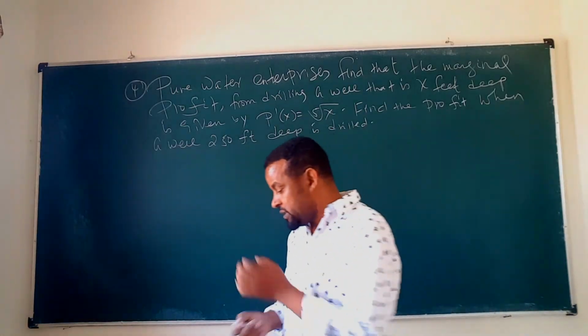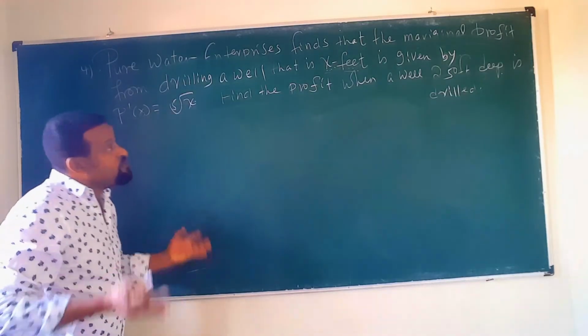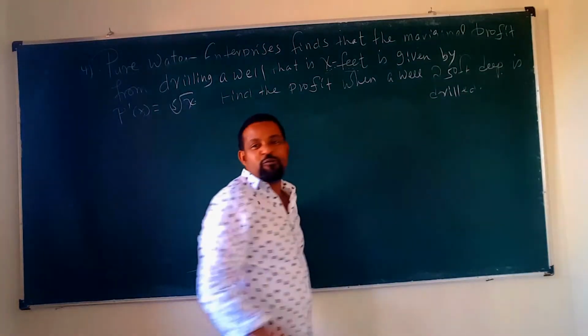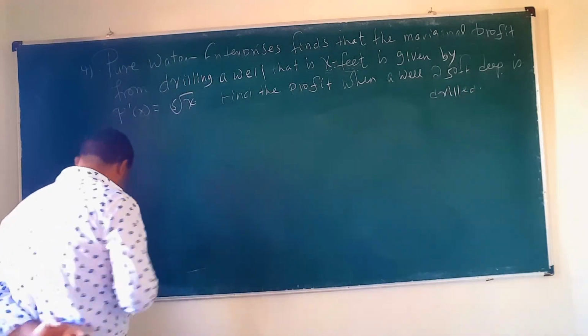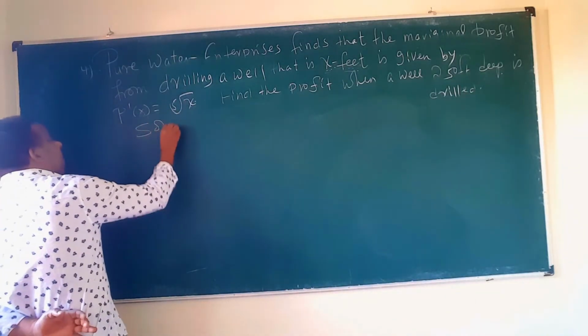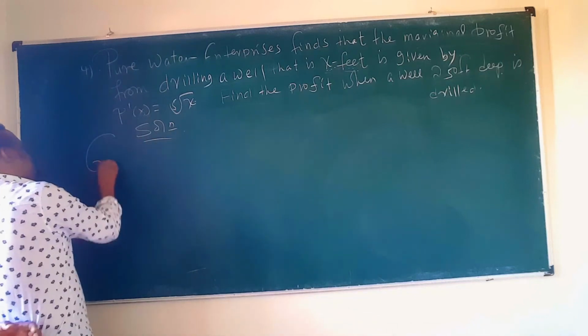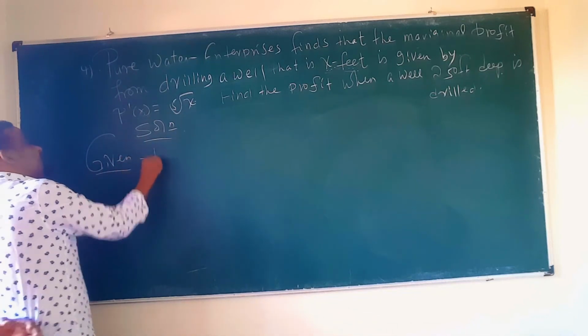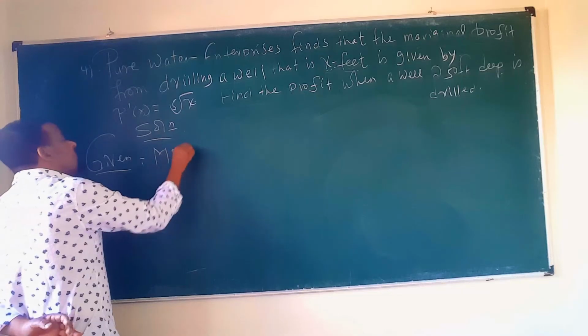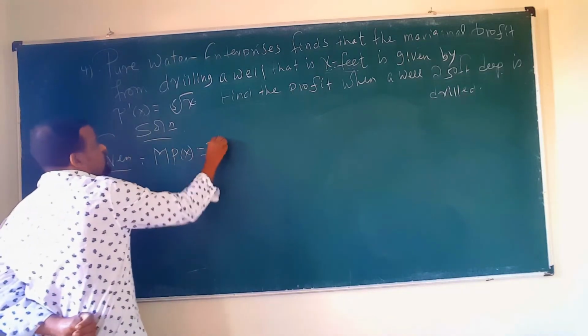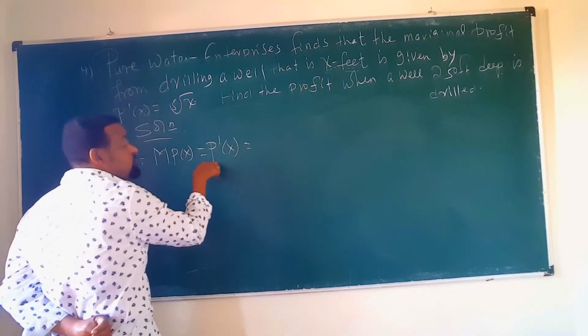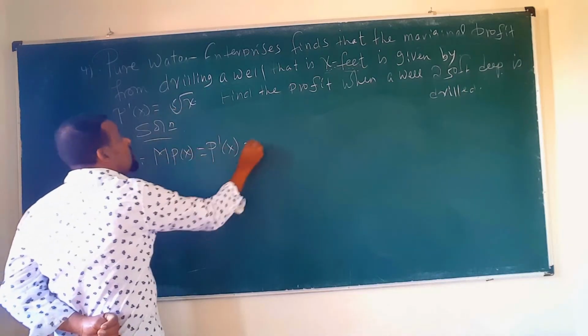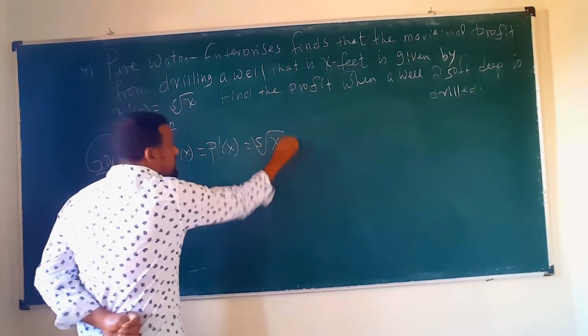Okay. Now look, Pure Water Enterprise has given us the marginal profit. So look at the solution. What is given? The marginal profit of the water enterprise is given, which is P'(x). That means the derivative of the profit function, which is the fifth root of x.